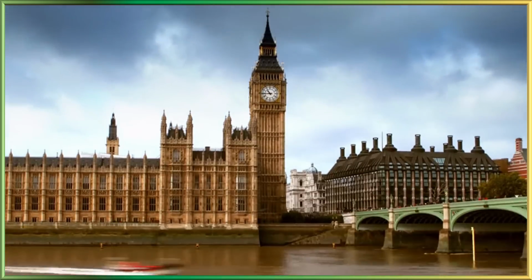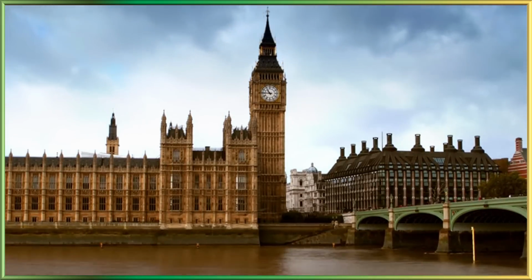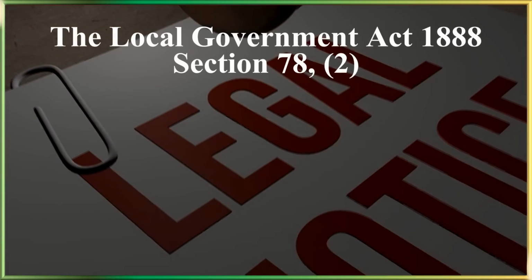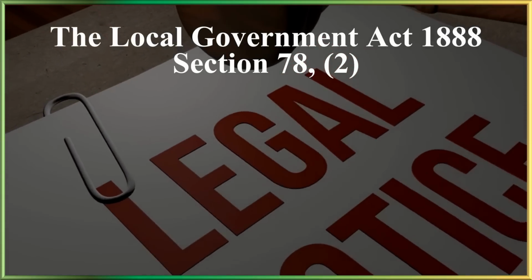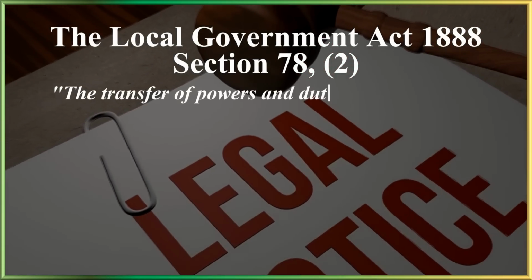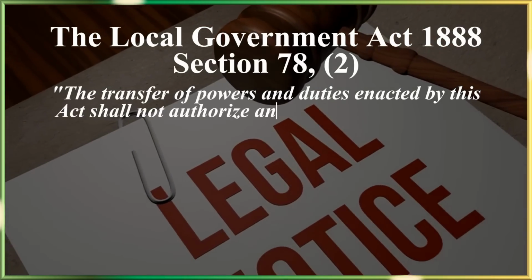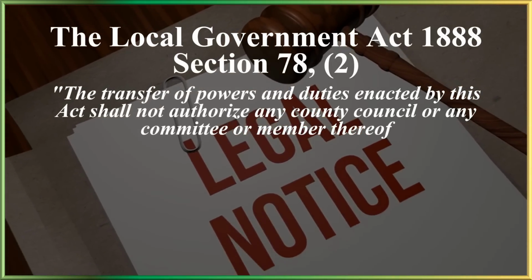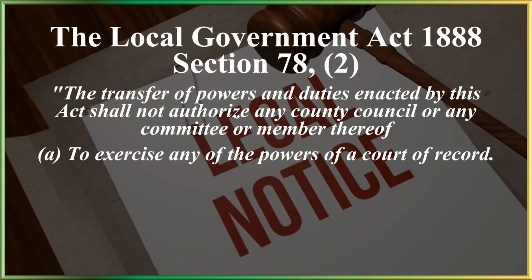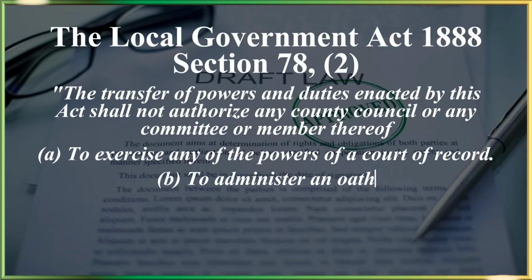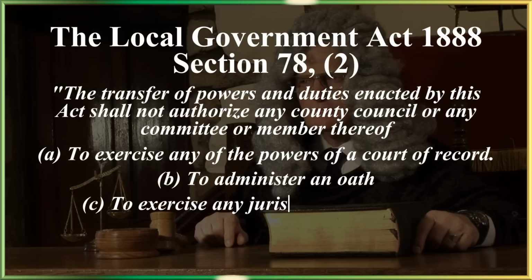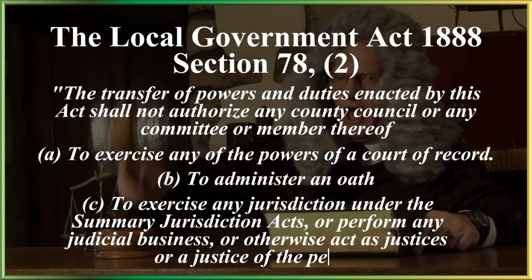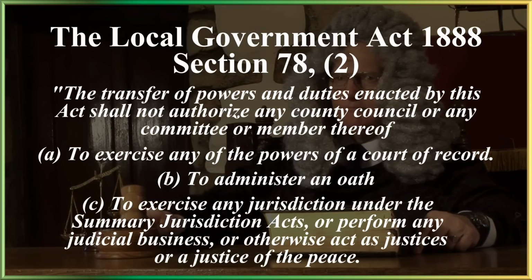This is not new. Over a century earlier, Parliament had already made clear the limits of council powers. The Local Government Act 1888, Section 78, subsection 2 states, "The transfer of powers and duties enacted by this Act shall not authorise any county council or any committee or member thereof, A, to exercise any of the powers of a court of record, B, to administer an oath, or C, to exercise any jurisdiction under the Summary Jurisdiction Acts, or perform any judicial business, or otherwise act as justices or a justice of the peace."